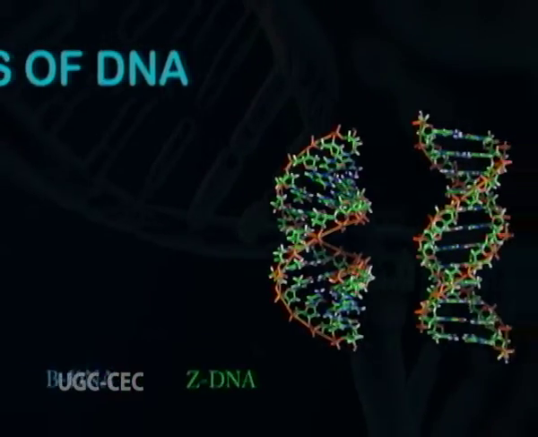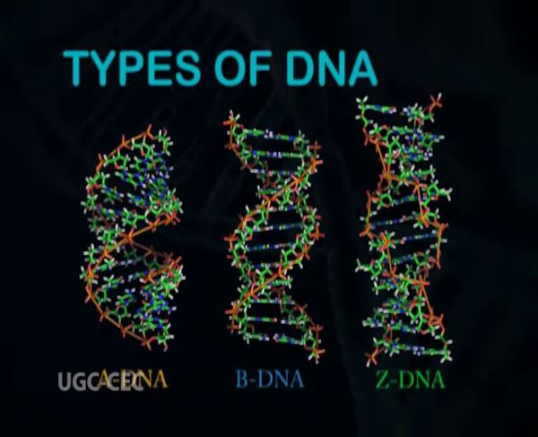Now let us come to types of DNA. The model described by Watson-Crick is referred to as B form of DNA, which is the normal form present in most DNA molecules in the cells. It is to be noted that DNA is a flexible molecule. Rotation is possible around a number of bonds in the sugar-phosphate backbone.